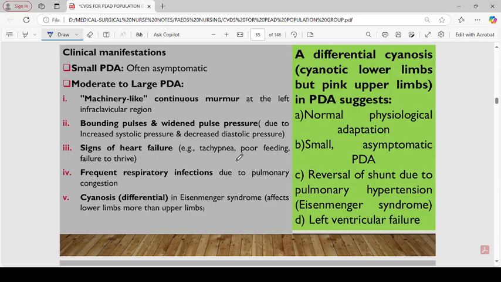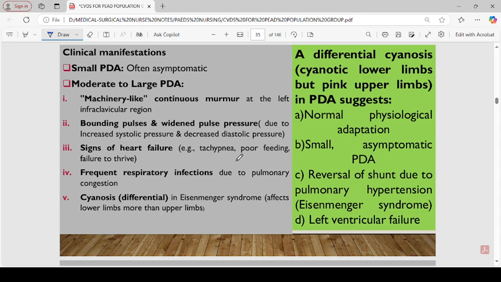With a small PDA, patients often are asymptomatic, while patients with moderate to large patent ductus arteriosus will present with a machinery-like continuous murmur at the left infraclavicular region. They also present with a bounding pulse, that is widened pulse pressure, and this is due to increased systolic pressure and decreased diastolic pressure. Patients could also present with signs of heart failure like tachypnea, poor feeding, and failure to thrive. We also have patients presenting with frequent respiratory infections, and this is due to pulmonary congestion. And lastly, patients could also present with cyanosis, especially in complications like Eisenmenger syndrome, which normally affects the lower limbs more than the upper limbs, right?